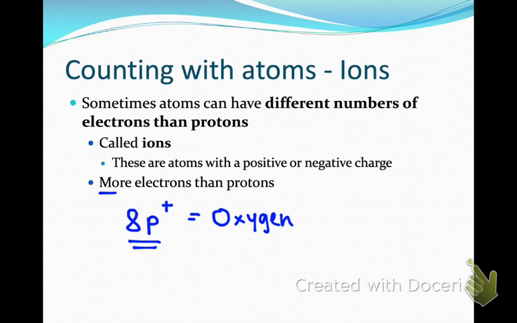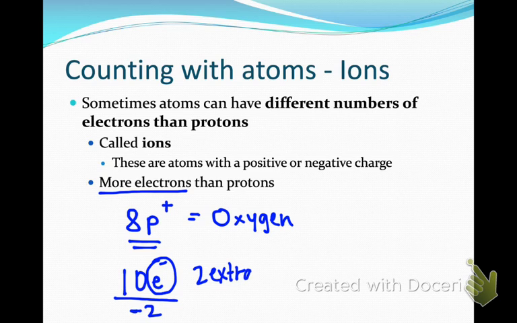But let's say I've got more electrons. So let's say I have 10 electrons. That would leave me with a charge of -2. Right? I have 2 extra electrons, which means I've got 2 more negatives than positives, which leaves me with a charge of -2. And so the ion that would be like that would be listed O -2, because I have 2 extra electrons.